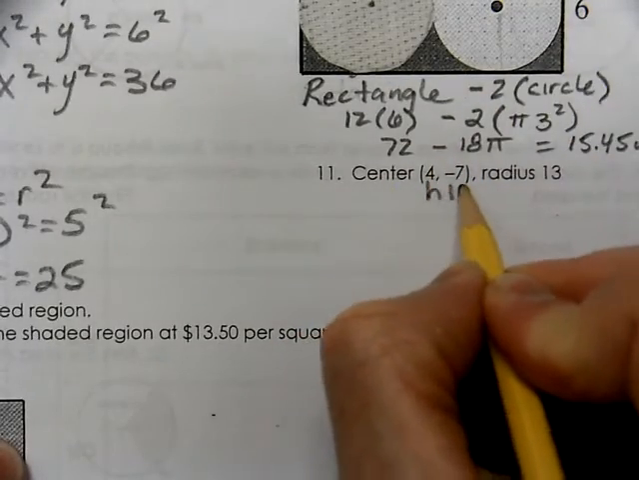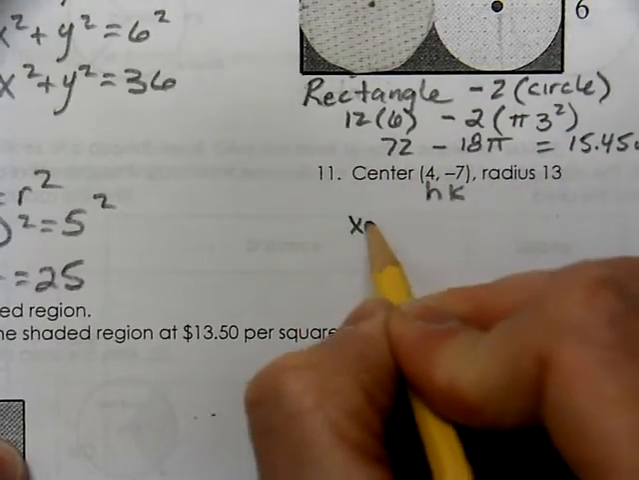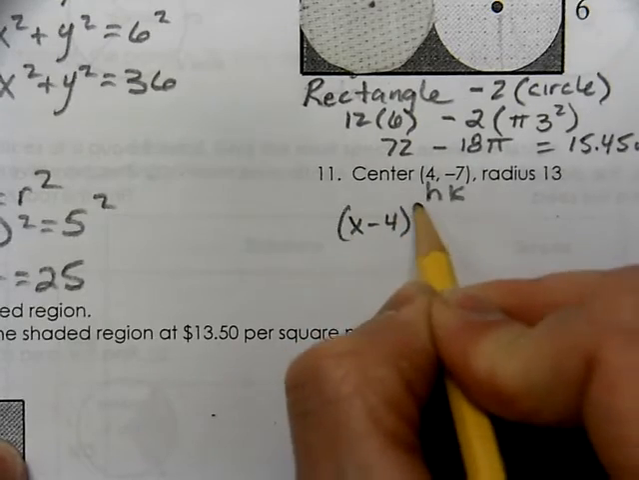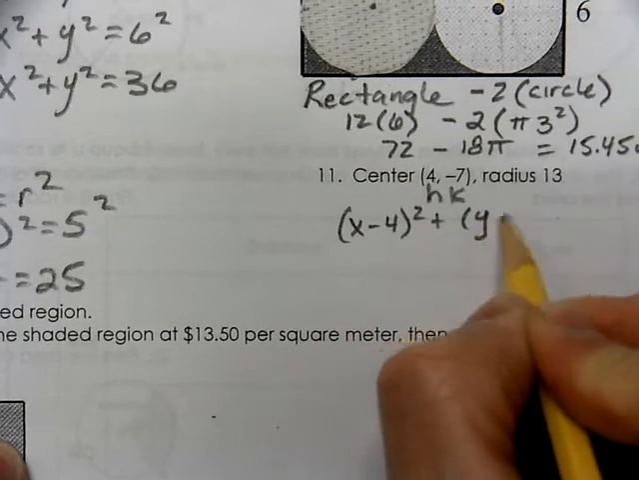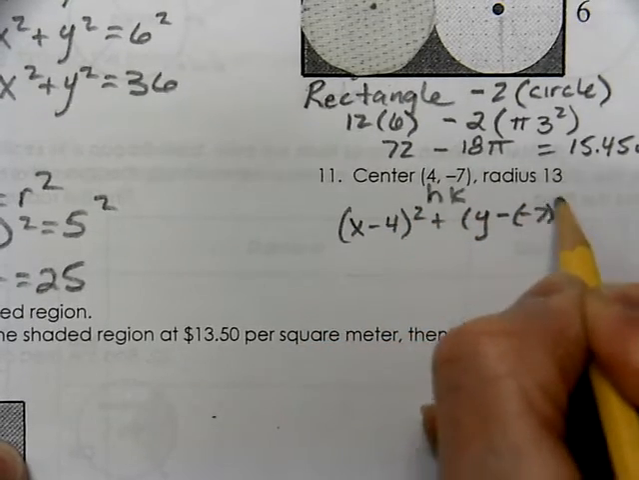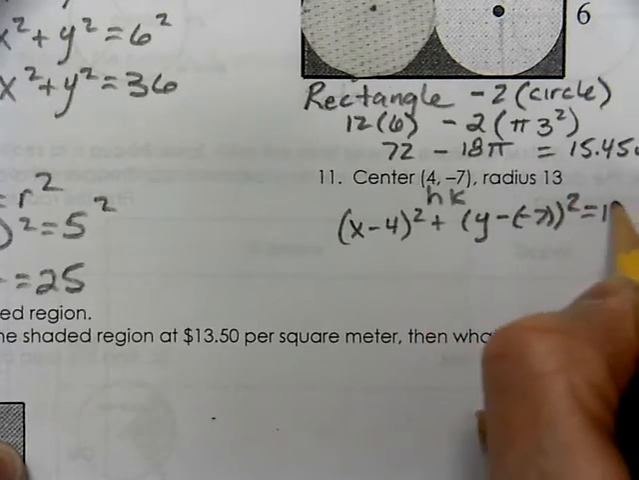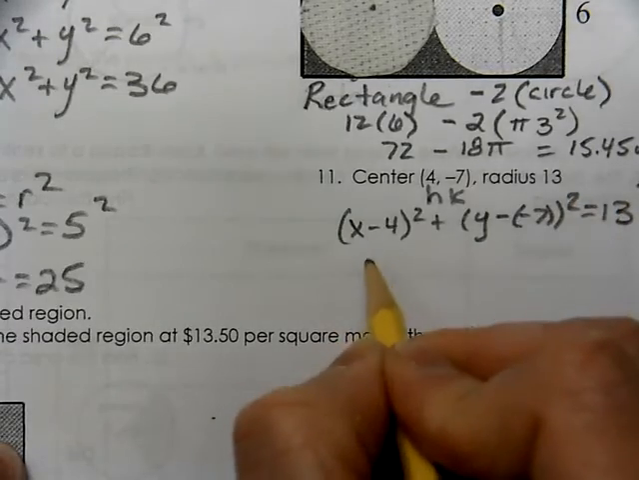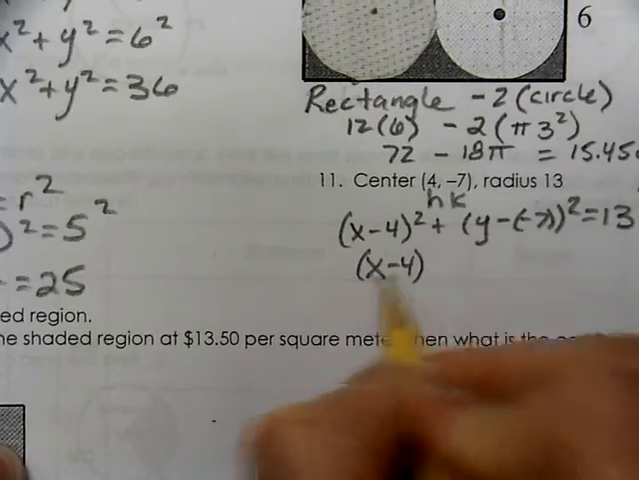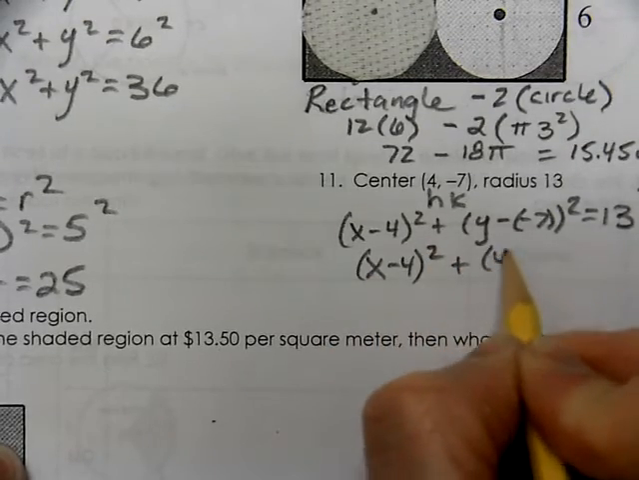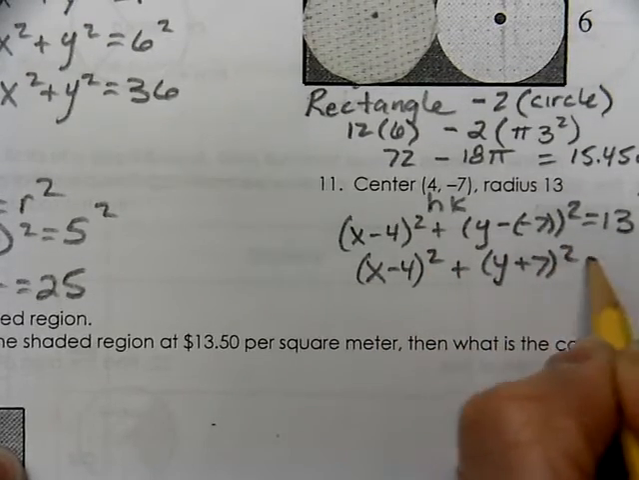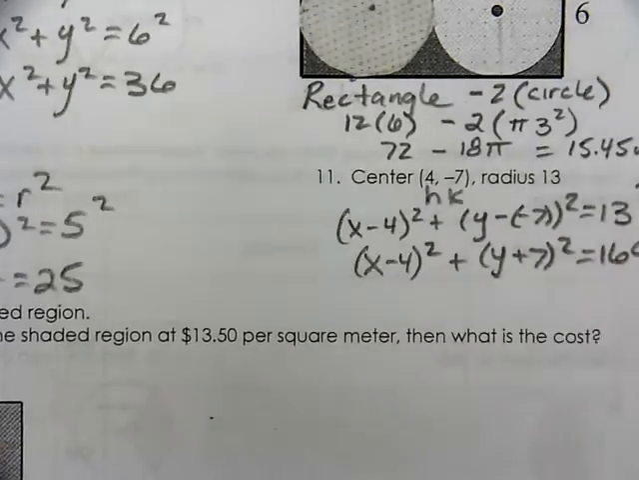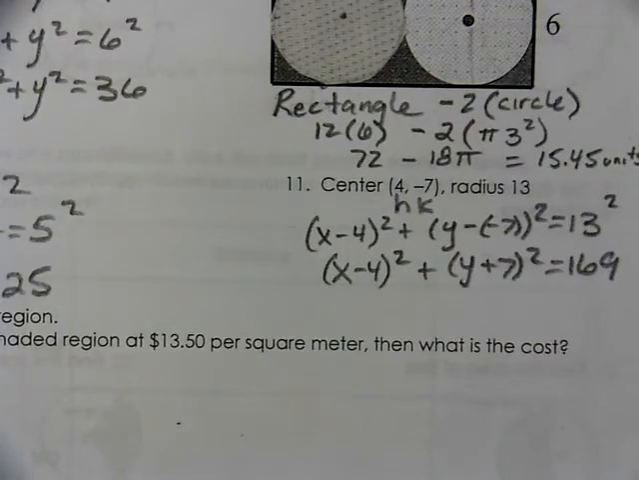Center, so that's our h, k. So x minus 4 plus y minus a negative 7. X minus 4 squared plus y plus 7 squared equals 169. That's the equation of our circle.